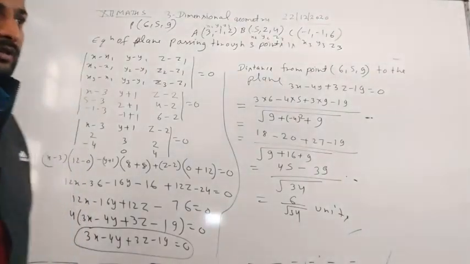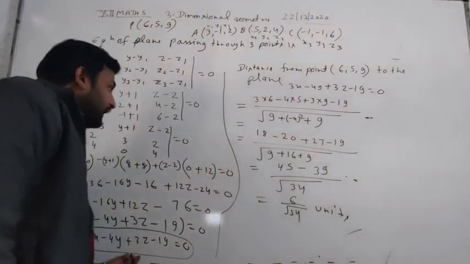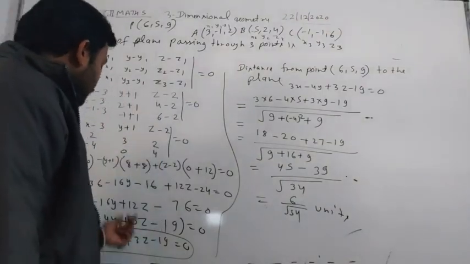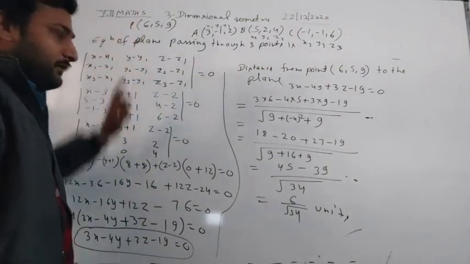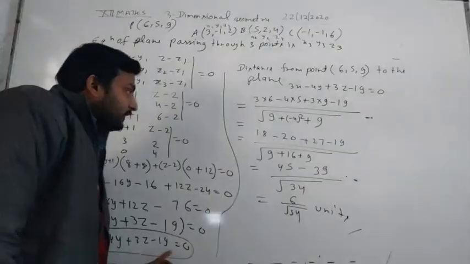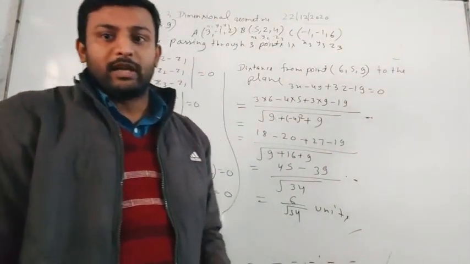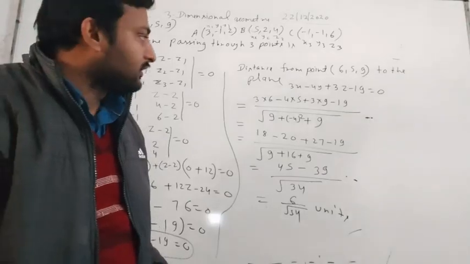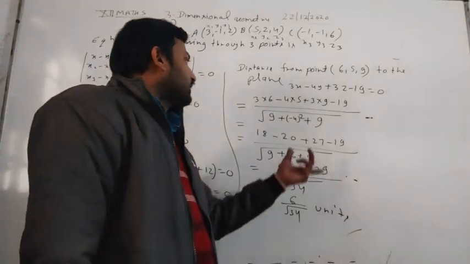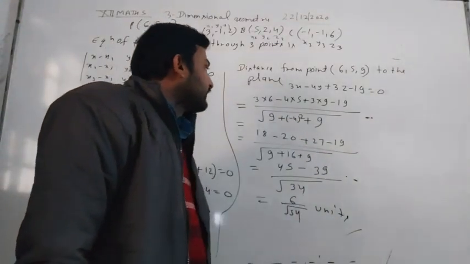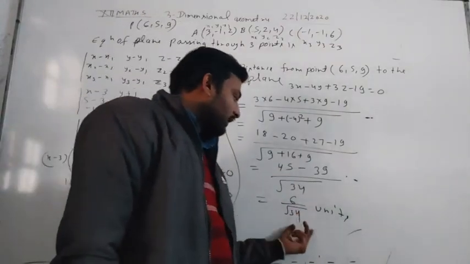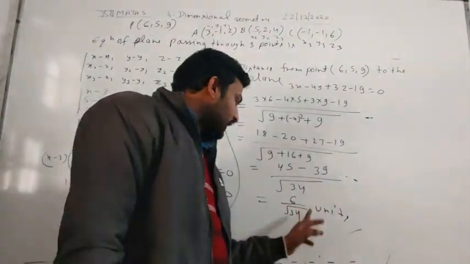Okay. Now from this plane, we will find the distance of the point from this plane. We know the formula: ax1 plus by1 plus cz1 plus d, divided by the square root of a squared plus b squared plus c squared. Okay, so we will write the values here and get our required result, which is 6 by root 34 units.